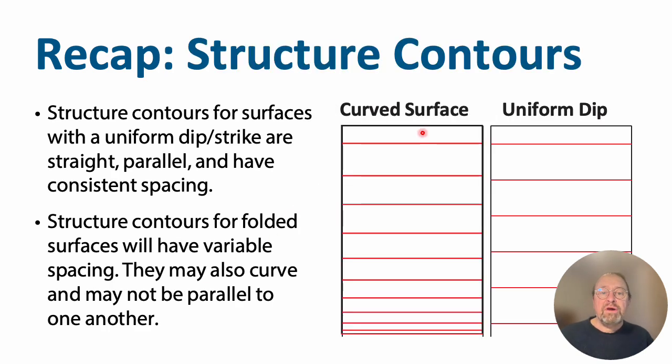So for example, here on the right, this is a uniform dip. The structure contours are evenly spaced. There's the same spacing between each one. However, when the surface is not straight and flat, we see that the contours change their spacing. So this would be steep dipping and this is shallow dipping, and so this means that the surface is curving, it's been bent.